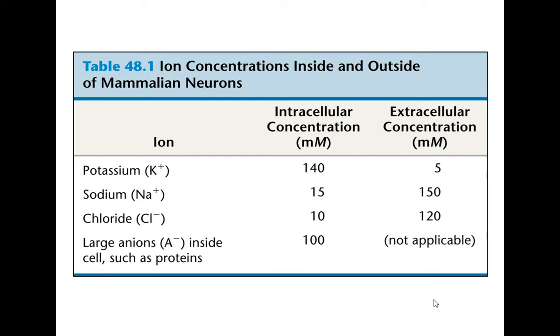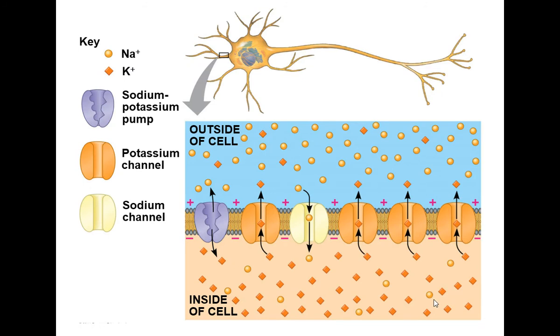Okay, so there are your different concentrations. We're going to focus mostly on potassium and sodium. A lot of potassium in the cell, a lot of sodium outside the cell. Again, if you move potassium out, you're losing positive charge, and that's what causes that negative potential to develop at resting potential. Okay, so there's your sodium potassium pump. You can see how you have sodium ions moving out and potassium moving in. And then when the channels are open, potassium can move out and some sodium can move in. But we see a lot more potassium moving out than we see sodium moving in.